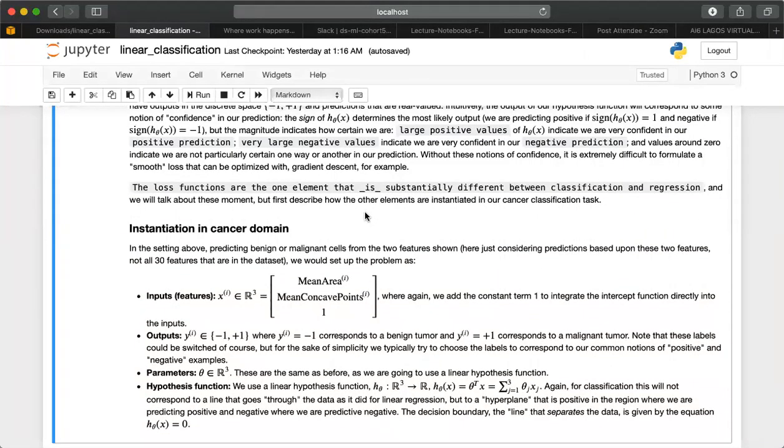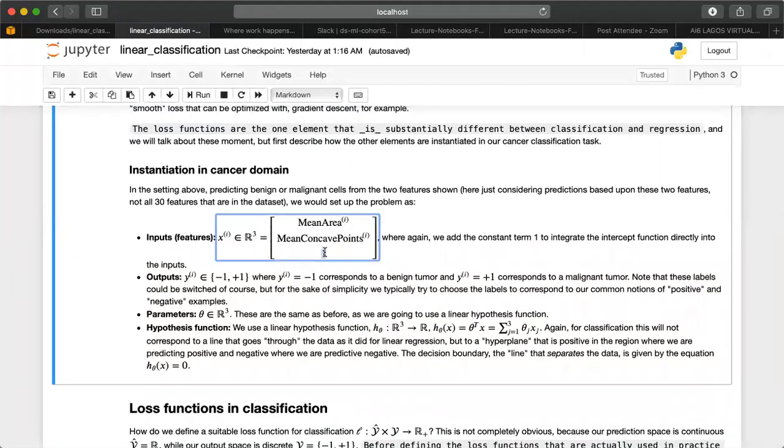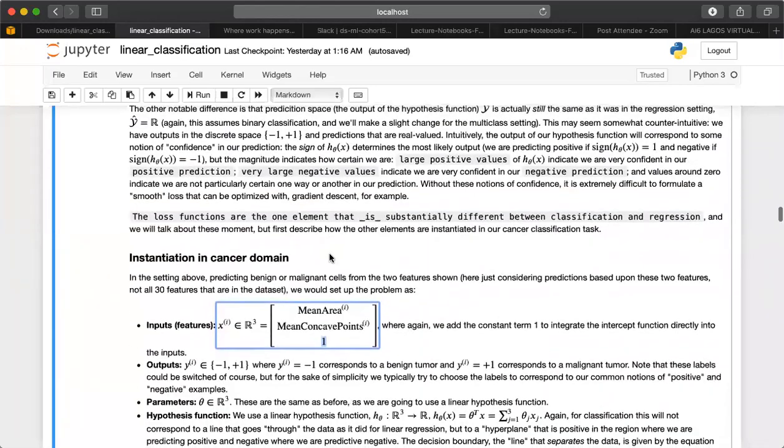So now the instantiation for the cancer domain. Remember we have two features, the mean area and the concave point. And now we are adding a 1. So who can tell me why we are adding the 1? Remember it's a linear classification. I think it's those who went through the last class that will be able to answer this. Okay, nobody. So the reason why we're adding the 1 is for the intercept function.